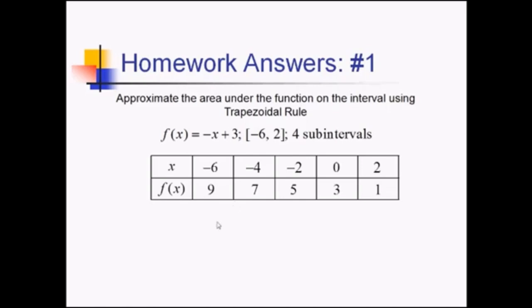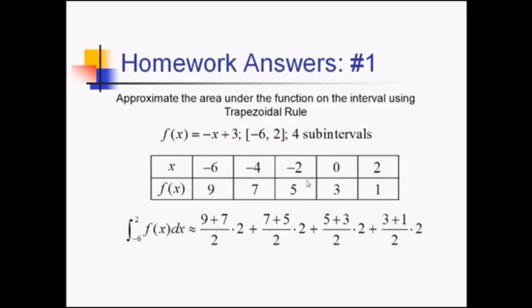So for the first one, we're going to have 9 plus 7 over 2 times a base of 2. And this is approximately equal here. Next, we're going to have 7 plus 5 over 2 times a base of 2. And then 5 plus 3 over 2 times a base of 2. And then 3 plus 1 over 2 times a base of 2.